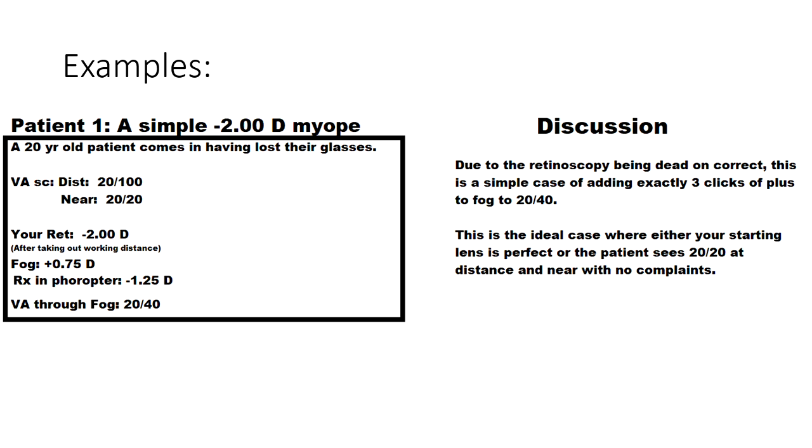If we add 3 clicks of plus, or 0.75, the Rx in the phoropter becomes -1.25, and their VA through that fog is now 20/40. As we've learned previously, 1 click of sphere power equates to 1 line of acuity loss. Because we've added 3 clicks, they will be approximately around 20/40. That might be give or take a few letters. They might see a few letters at 20/30, or they might not be able to read 20/40 at all, but 3 clicks of plus should take them in the range of 20/40.